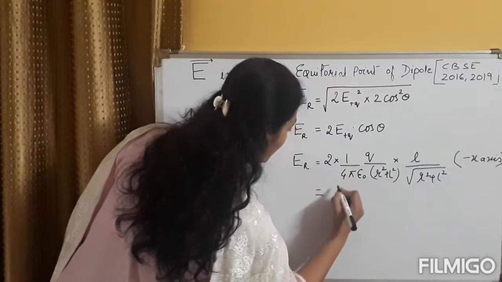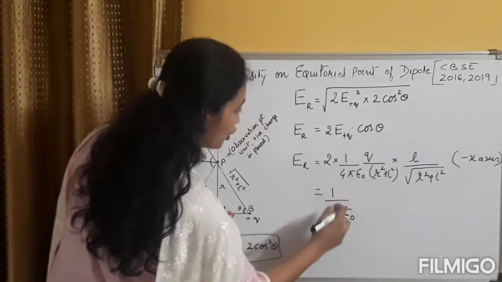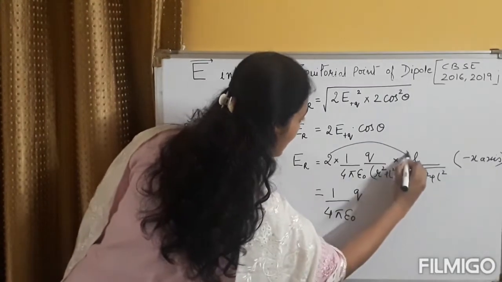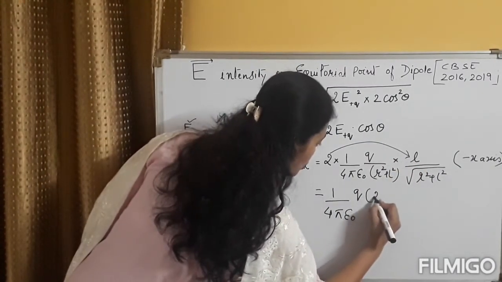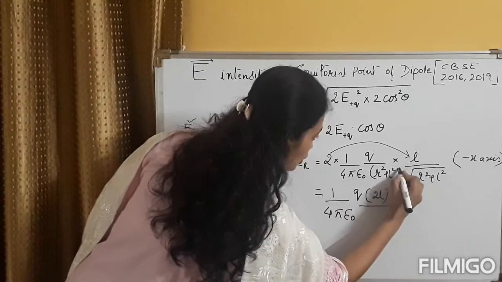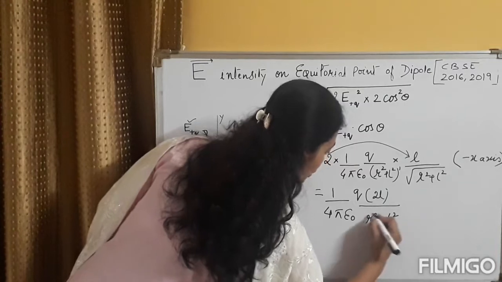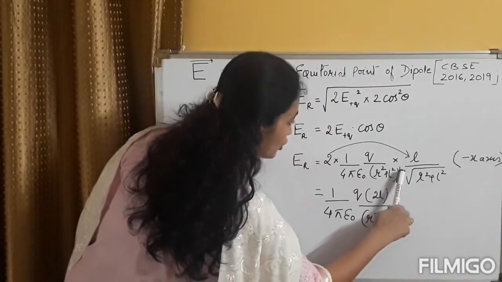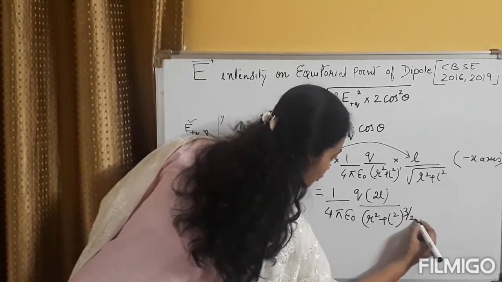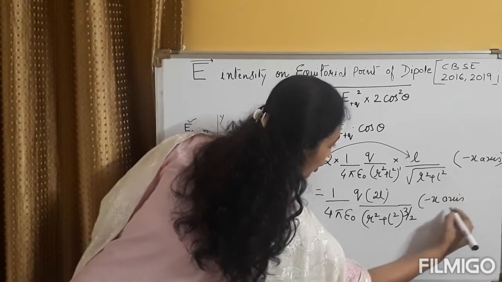Furthering with the derivation, we can write it, with a slight rearrangement of the terms, as 1 by 4 pi epsilon naught. Can I write it as Q into 2L, this 2 with this L, into 2L upon this denominator term. This is to the power 1, this is to the power half. So totally this becomes (R square plus L square) to the power 1, this is to the power half. 1 plus 1 and a half, this is to the power 3 by 2.